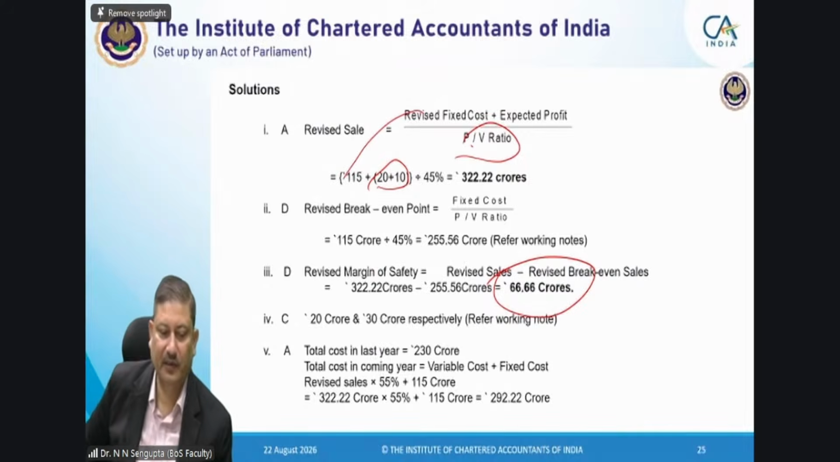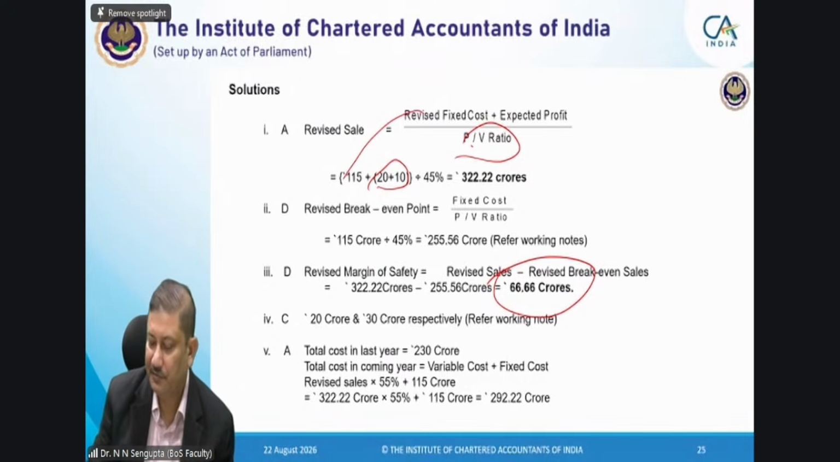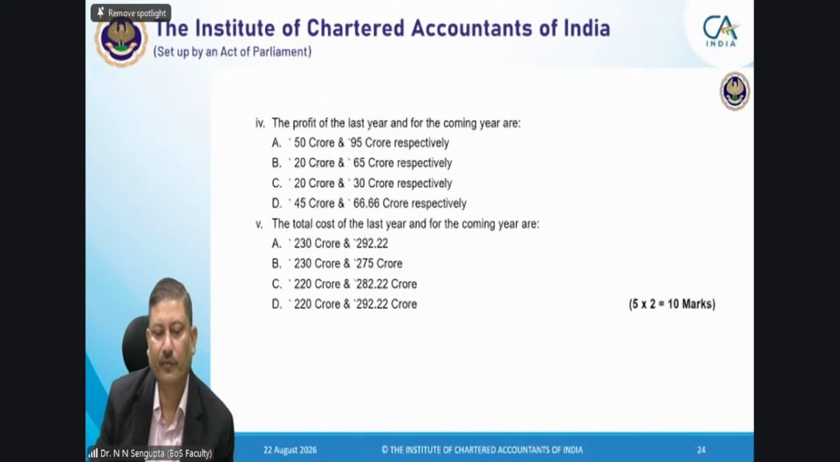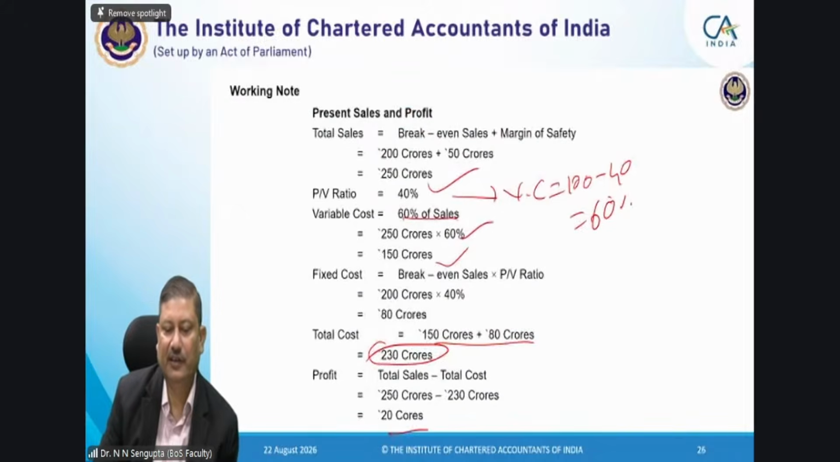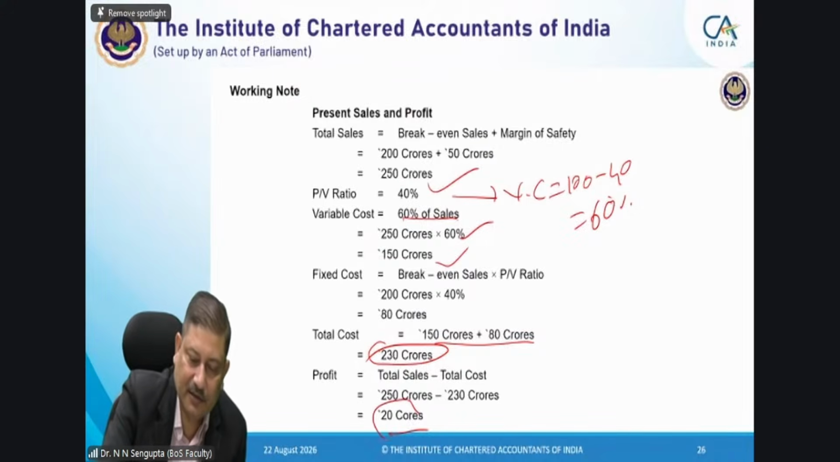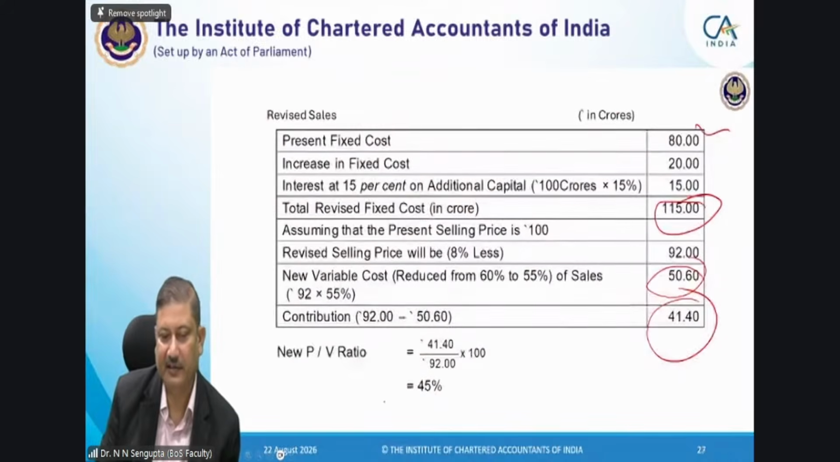Fine. So the next question, the profit of the last year and for the coming year, that is given. Last year profit already we have calculated, 20 crores, and this year profit also we have calculated as 30 crore. We can see it here. 20 crore is the profit, present one, and then we have taken the calculation of 30 crore for this year. That is the revised one. 20 plus 10.